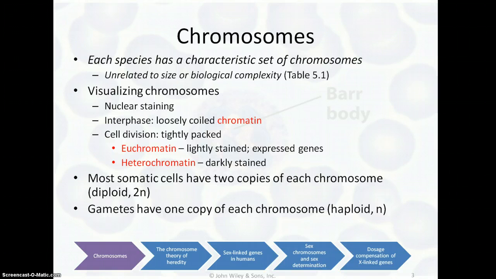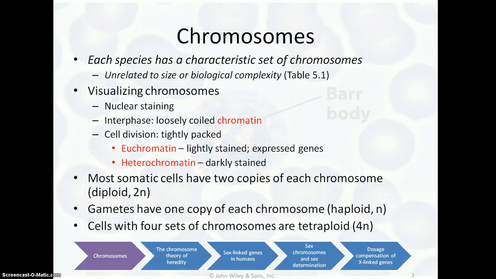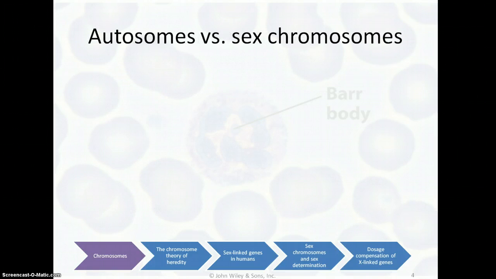It's important for gametes to be haploid because upon fertilization, with the fusion of egg and sperm, we can restore that diploid number. Now, there are some species, most notably plants, that have more than 2 sets of chromosomes per cell. In some cases, there are actually 4 sets per cell, and this is known as tetraploid, or 4N. Now, as I mentioned, we have autosomes and sex chromosomes. Let's look at this a little more closely.